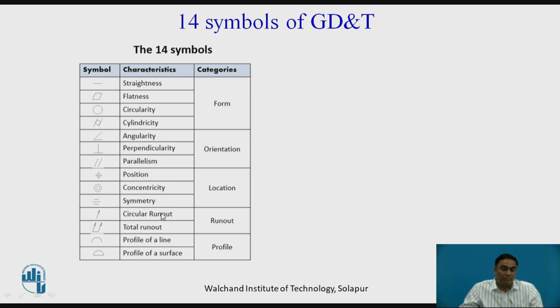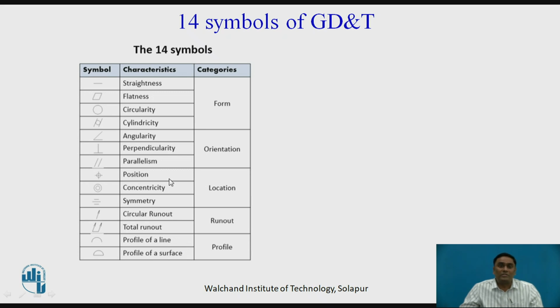Next we are going to discuss runout, which is circular runout and total runout. These are applied for the rotating shaft. I repeat, these are applied for the rotating shaft. During working conditions, for rotary parts, runouts are generally checked using dial indicators. And profile is the last category. There are two subcategories: profile of a line and profile of a surface. These are generally applied for contoured or splined surfaces.